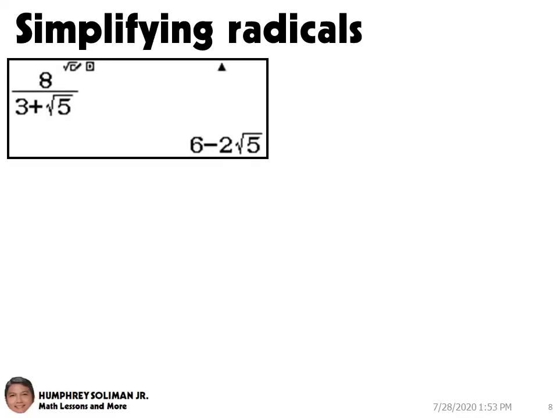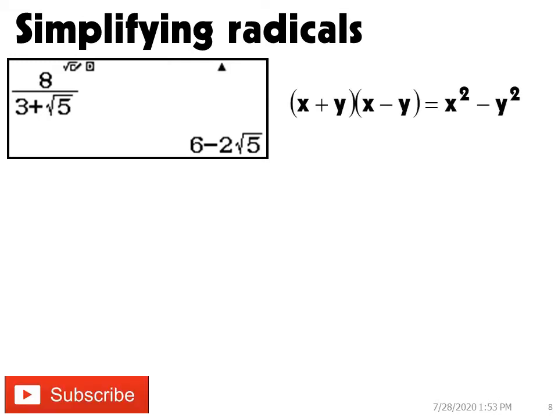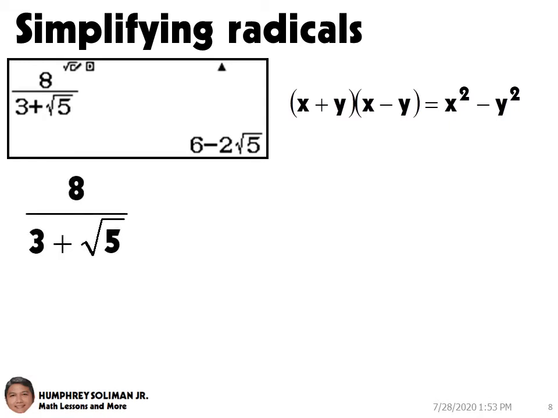Now, what if we have two terms in the denominator? Here, we will use the concept of the special product of the sum and difference of binomials. And we will apply it to the conjugate of the denominator. So, if we rationalize 8 over 3 plus the square root of 5, we need to get the conjugate of the denominator. How do we get the conjugate of the denominator?